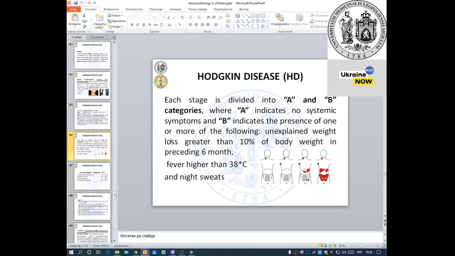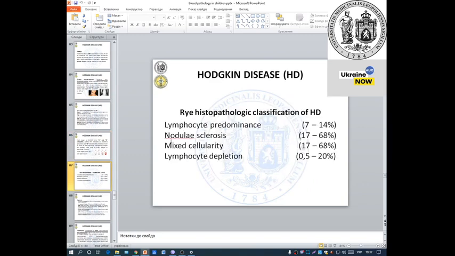Each stage is divided into A or B categories, where A indicates no systemic symptoms and B indicates the presence of one or more of the following: unexplained weight loss greater than 10% of body weight in preceding 6 months, fever higher than 38 degrees Celsius, and night sweats. Widely used Rye histological classification divides Hodgkin disease into 4 types: lymphocyte predominance, nodular sclerosis, mixed cellularity, and lymphocyte depletion.